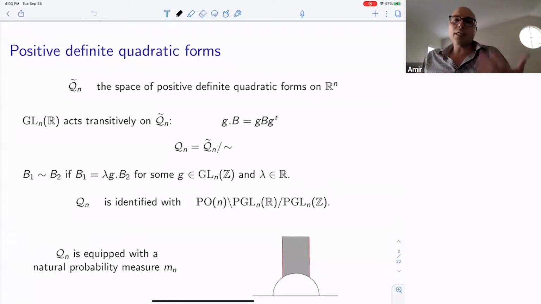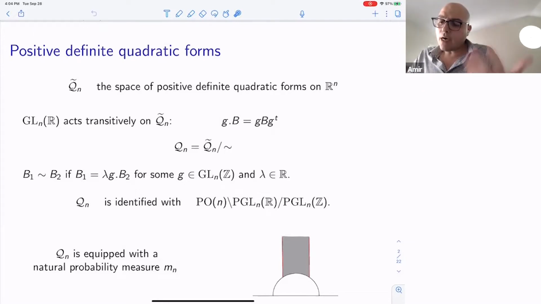Of course, GL_n(R) acts on the space of quadratic forms. And the action is, well, the familiar action. If you fix the identity matrix, every positive definite form can be written as g g transpose for some g in GL_n(R), and that's the action. So there's a transitive action of GL_n(R) on this space.